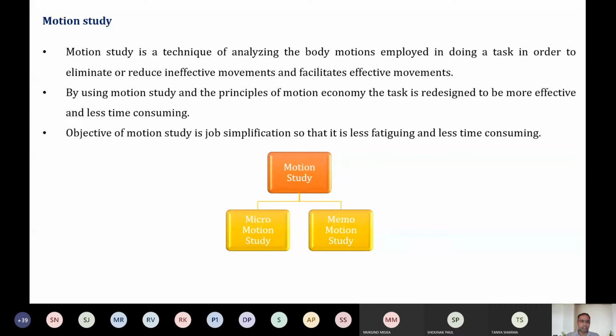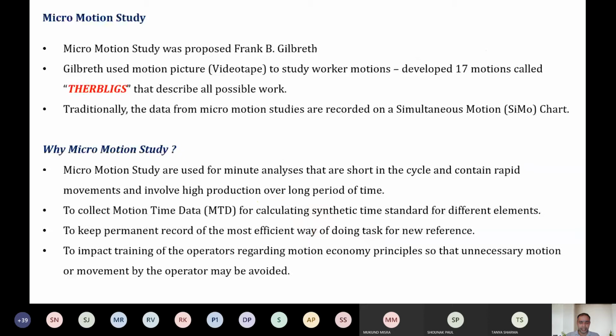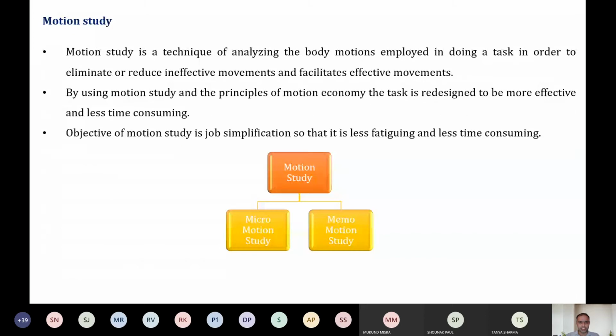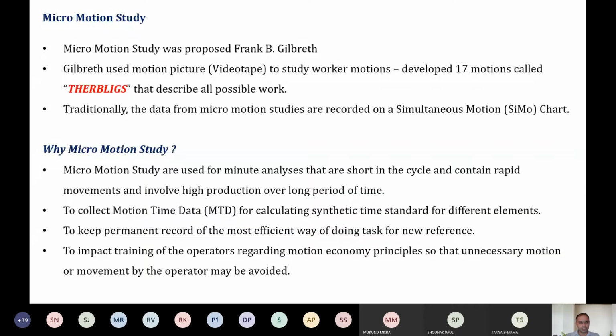So there's a big economy in this. Even though it looks simple and small, it has a very big impact on the company's profit. Again, we can classify this motion study into two types: one is called micro motion study, the other we call memo motion study or macro motion study. What is this micro motion study?